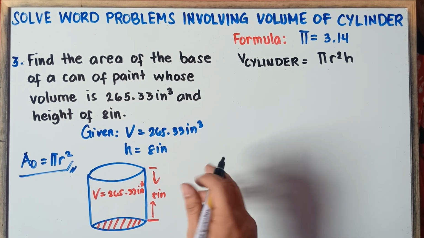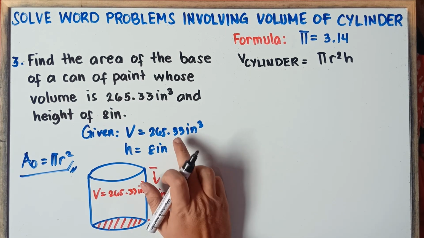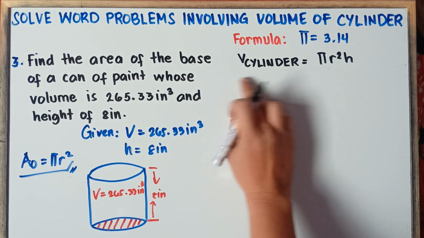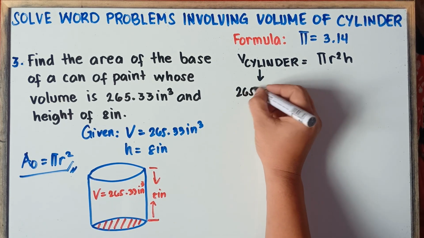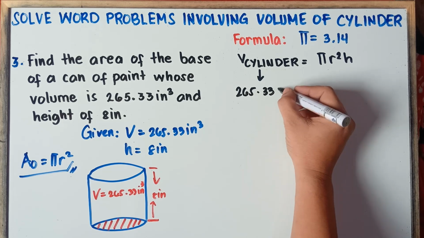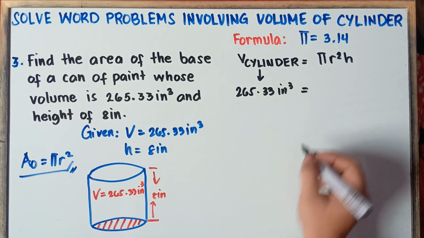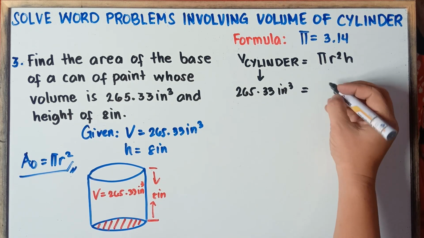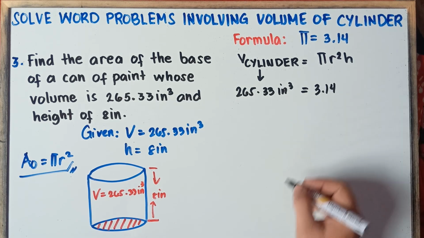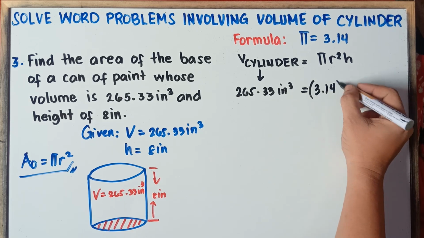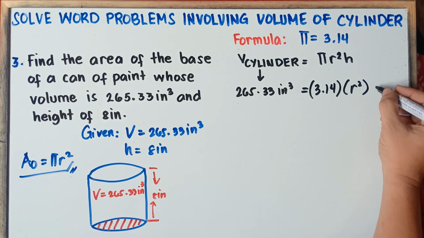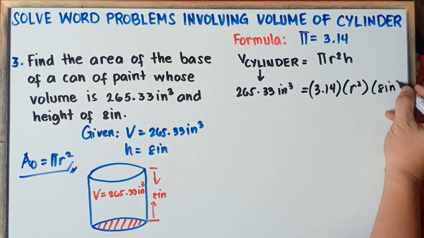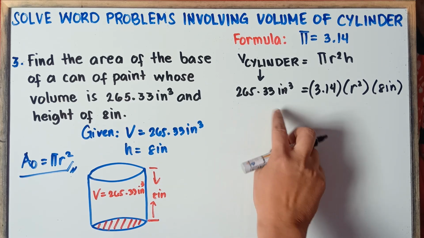Alright, so we have the given volume, 265.33 cubic inches. Equals the value of pi, that's 3.14. Now we don't have the radius, so simply copy r squared. And then our given height, that is 8 inches.